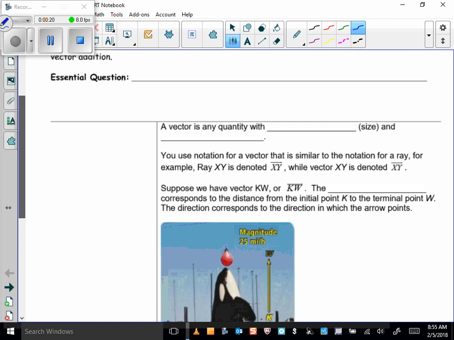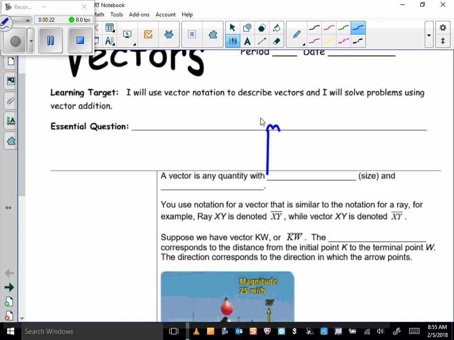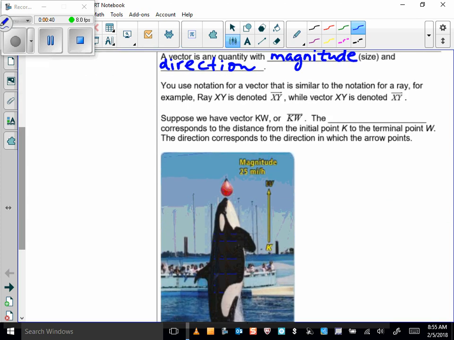A vector is any quantity with magnitude, which relates to its size, and direction. Vector has magnitude and direction. Okay, and we have notation that we use for a vector.